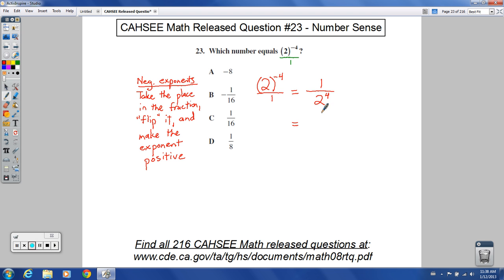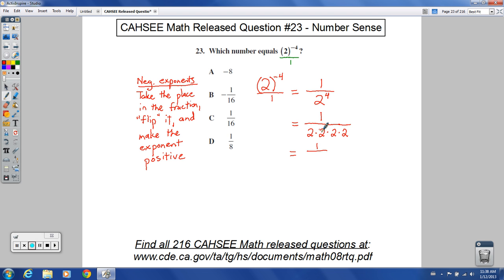Here we have 1 over 2 to the fourth. That's the same as 1 over 2 times itself 4 times. This is kind of an intermediate step you might say, that you wouldn't have to necessarily do if you knew what 2 to the fourth meant. But that's what it means.